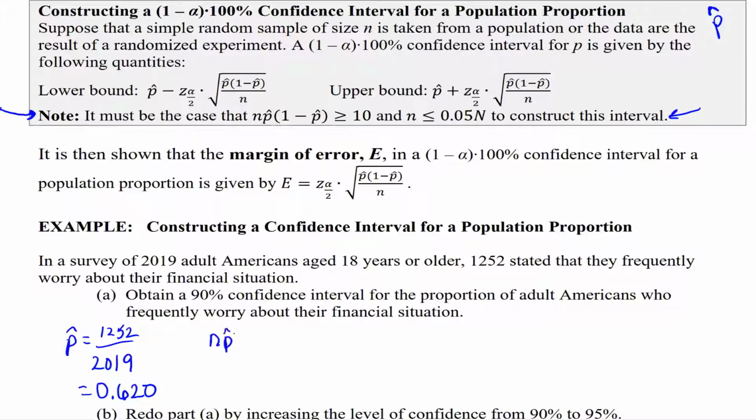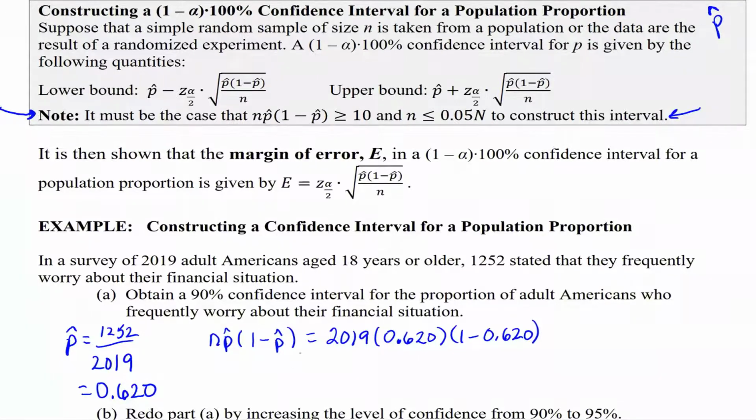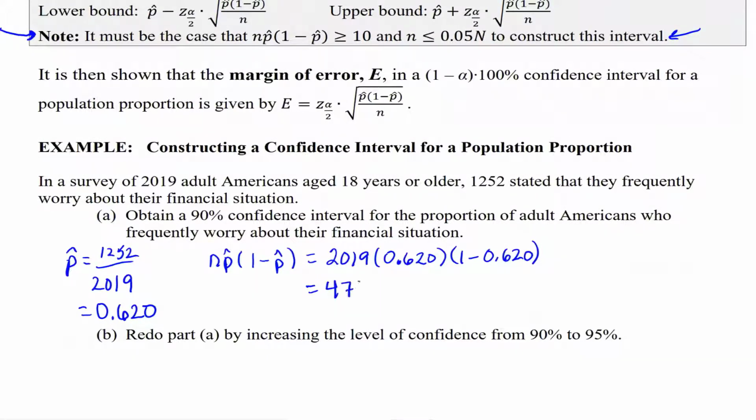First, we need n times p hat times (1 minus p hat) to be at least 10. So n, our sample size, is 2019. P hat is 0.620. And then we have 1 minus p hat, 1 minus 0.620. So if I do this computation on my calculator, I have 2019 times 0.62 times 0.38. I'm getting 475.7, which is definitely at least 10.